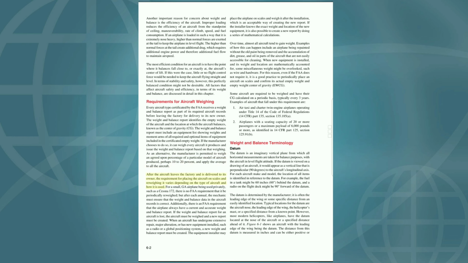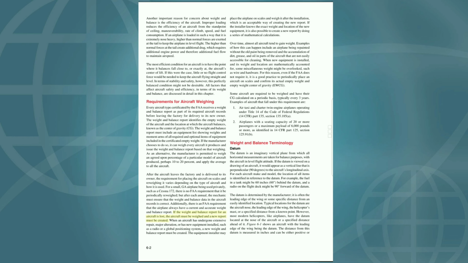After the aircraft leaves the factory and is delivered to its owner, the requirement for placing the aircraft on scales and reweighing it varies depending on the type of aircraft and how it is used. For a small airplane being used privately, such as a Cessna 172, there is no FAA requirement that it be periodically reweighed. But after each annual, the mechanic must ensure that the weight and balance data in the aircraft records is correct. Additionally, there is an FAA requirement that the airplane always have a current and accurate weight and balance report.